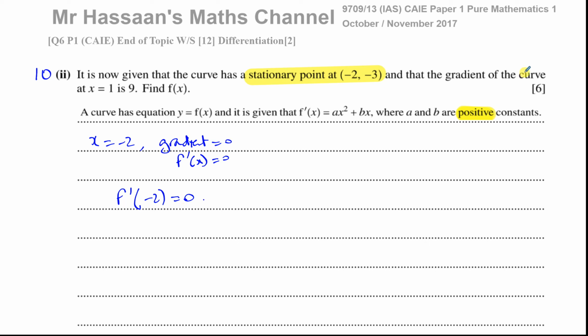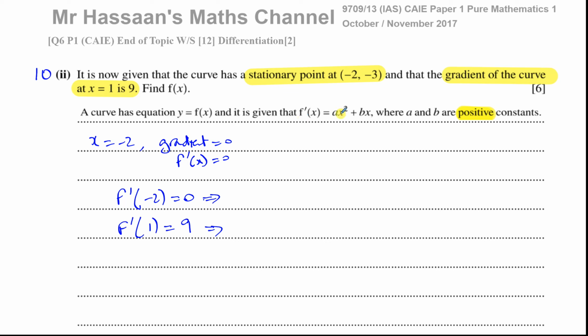And they've told us that the gradient of the curve when x equals 1 is 9. So that means that when we put 1 inside the gradient function, what comes out is 9. So from this we can form a pair of equations in a and b, which will help us to then find what they are simultaneously.